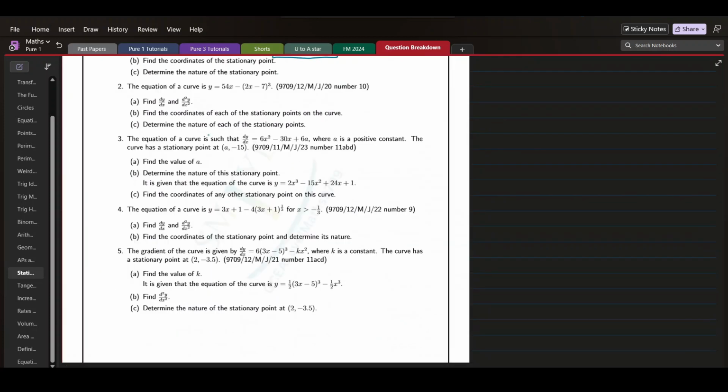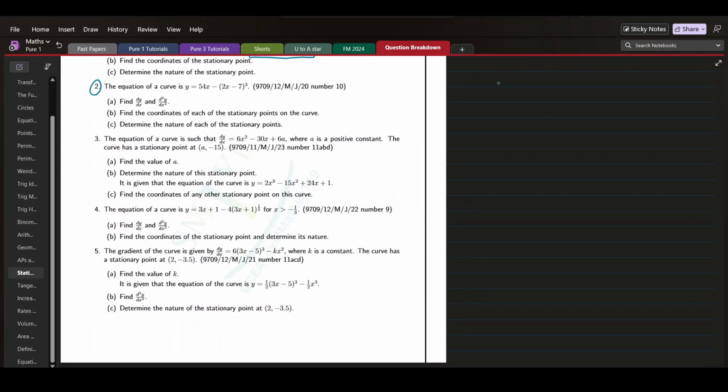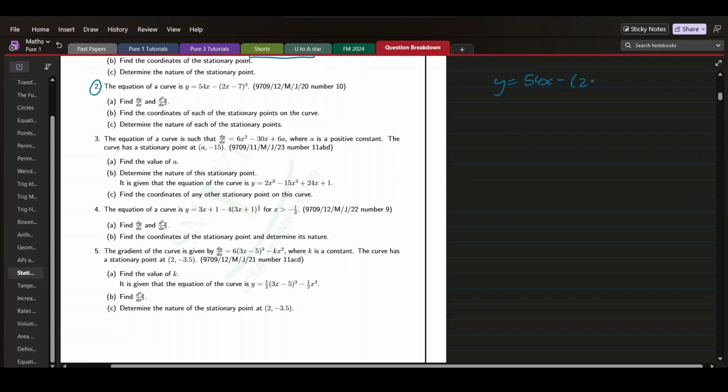Alright, so let's look at question number 2. The equation of a curve is y = 54x - (2x - 7)^3. Part A, find dy/dx and d²y/dx². Okay, so we're given the equation y = 54x - (2x - 7)^3. So let's start by finding our first derivative, dy/dx. This becomes 54 minus, let's bring down our power, 3(2x - 7).